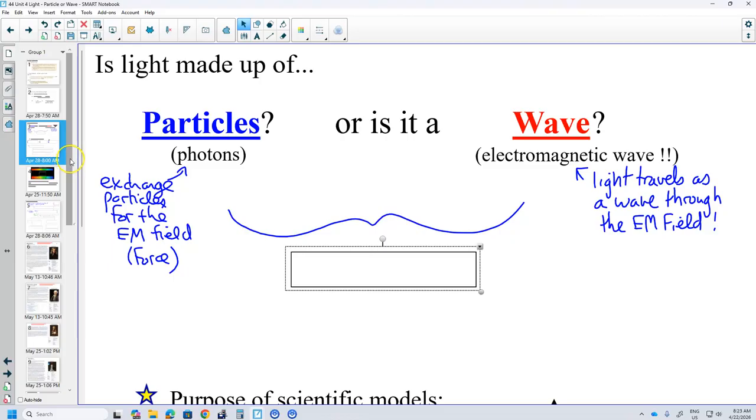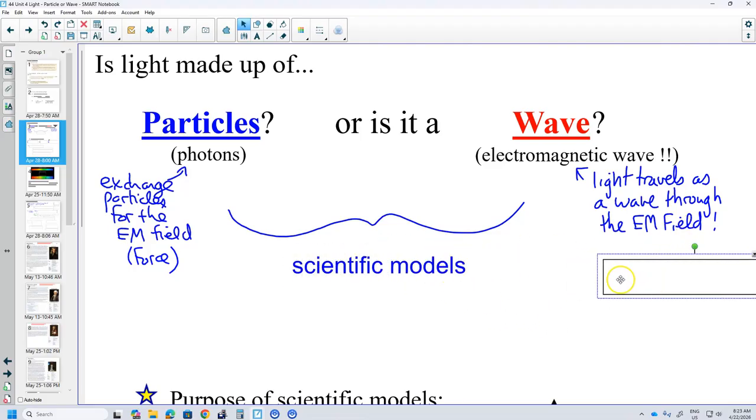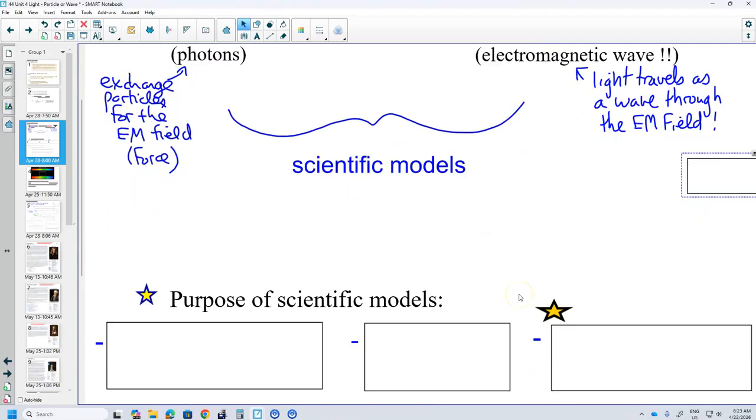So there was a good period of time where there was a pretty big debate in physics about whether or not light is made up of particles or if it's a wave, right? So you've got particles, you think of it as photons. And we saw previously those are the exchange particles for the electromagnetic field. And then the idea of it traveling as an electromagnetic wave, we've talked about as well. So you've actually already heard about both of these ideas, right? And they're both scientific models.